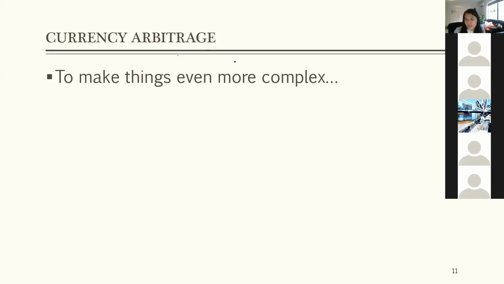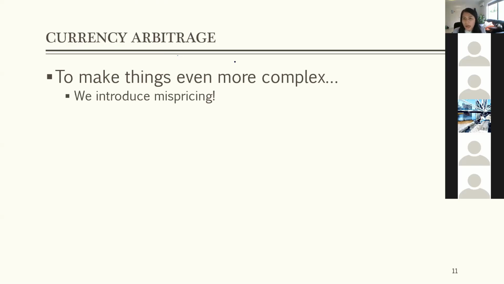So to make things even more complex, I'm going to introduce currency arbitrage. The reason why this is a popular topic in foreign exchange is because a large chunk of foreign exchange trading is arbitrage trading. So we need to understand what arbitrage is and what the basic idea of an arbitrage strategy is.